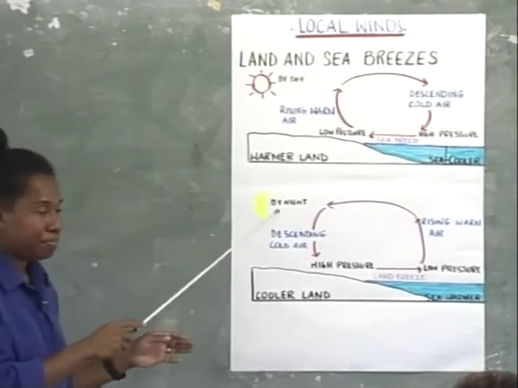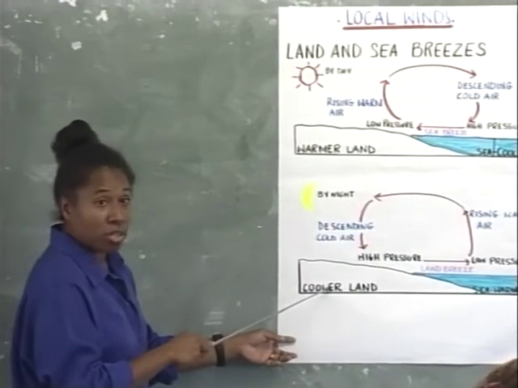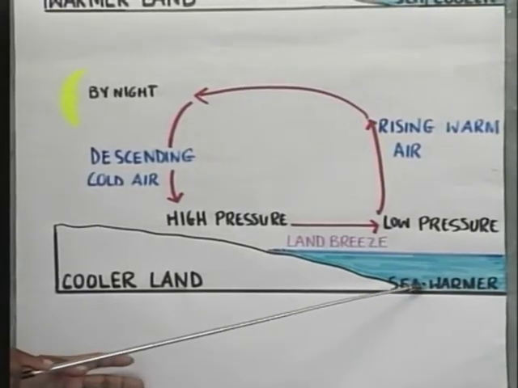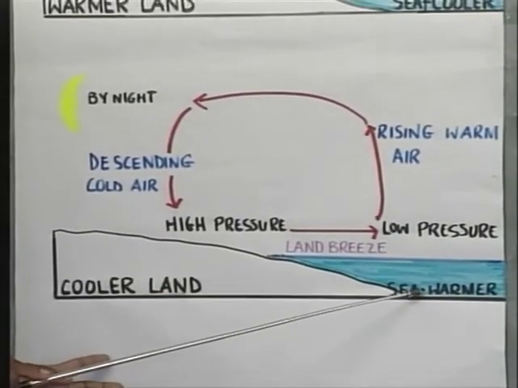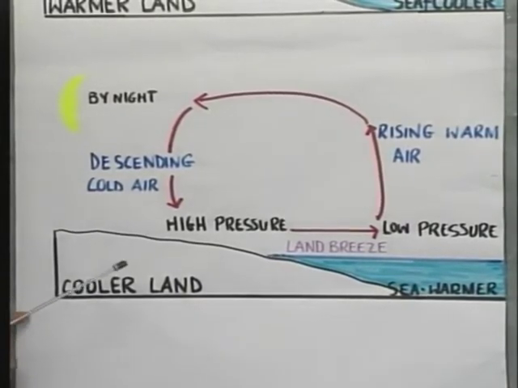Okay, nighttime. By night, the land loses its heat quicker, the sea will lose its heat slower. Therefore, it is warmer over the sea. It will be cooler over the land.